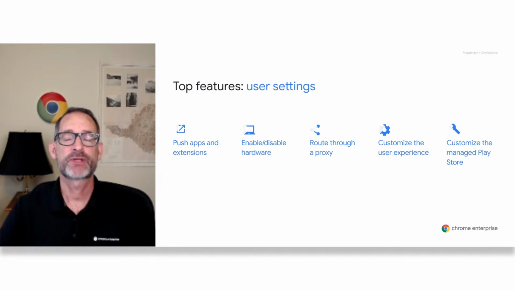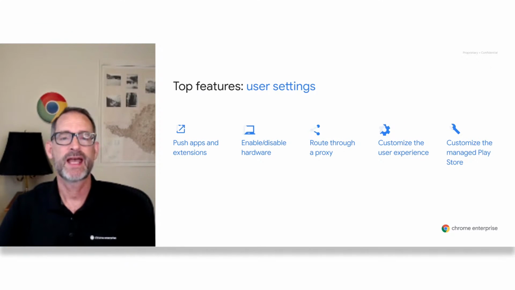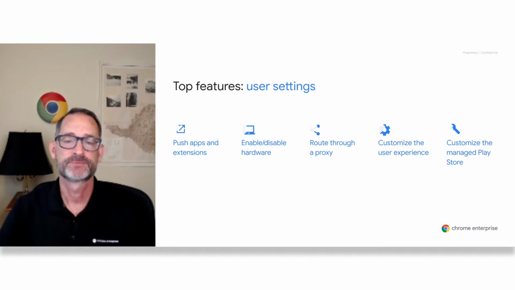Under user settings, some of the key features that we'll look at, I'll show you how to push apps and extensions and how to manage those on devices. I'll show you how to enable hardware such as the camera or USB storage. You can route user network traffic through a proxy and generally customize the user experience.